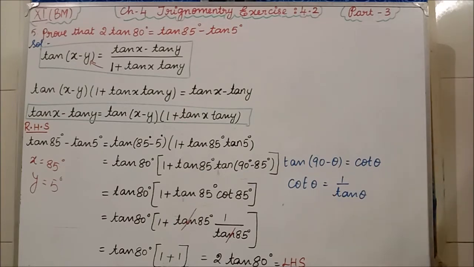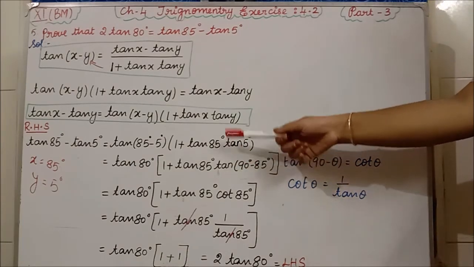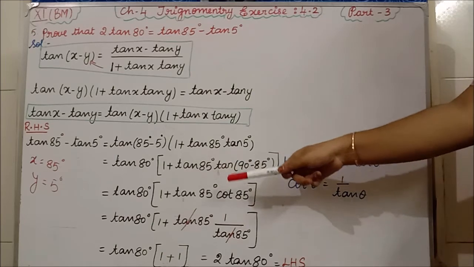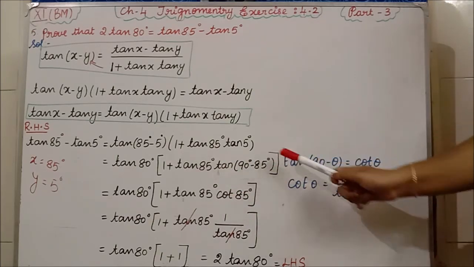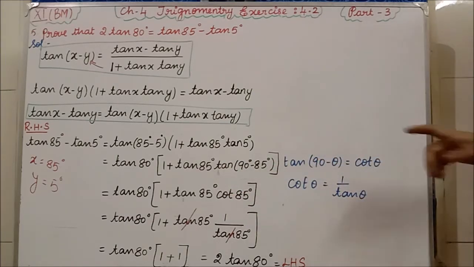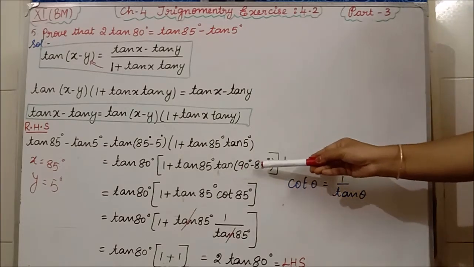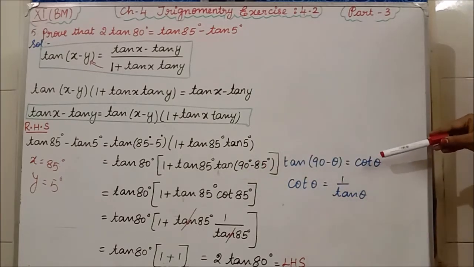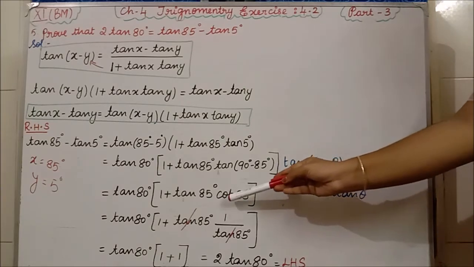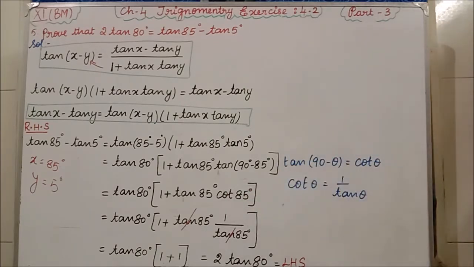Because when we are using 90 degree or 270 degree, the trigonometric ratio will be changed. So, tan means it will get cot. So, tan(90 minus theta) is what? Cot theta. We have learned, isn't it? So, tan(90 minus, instead of theta, we are having 85). So, how can we write? Cot 85 degree we can write.